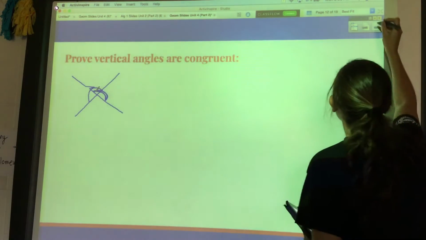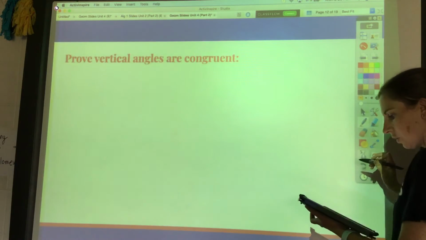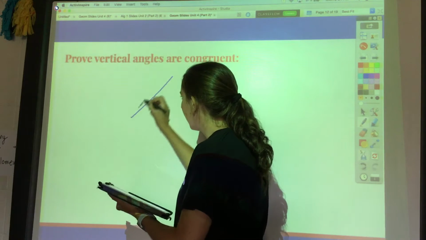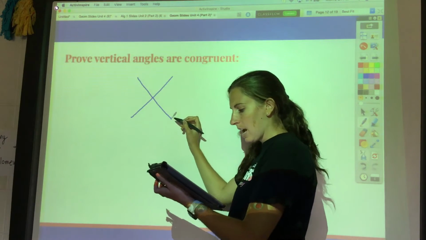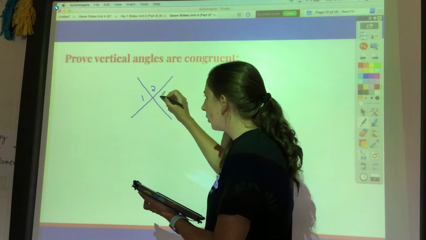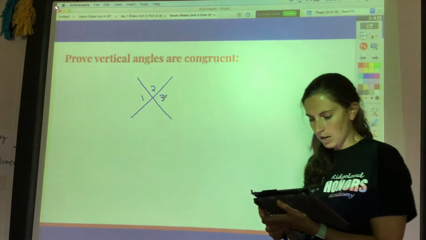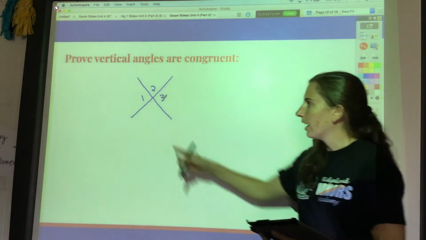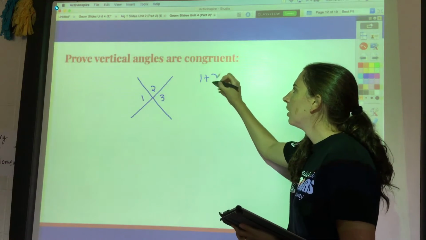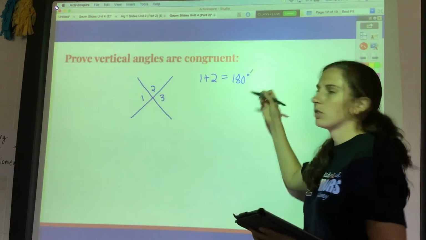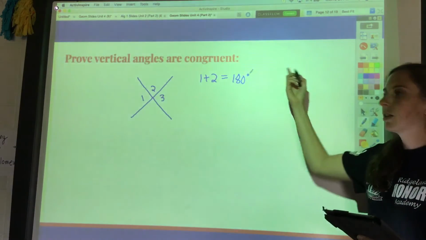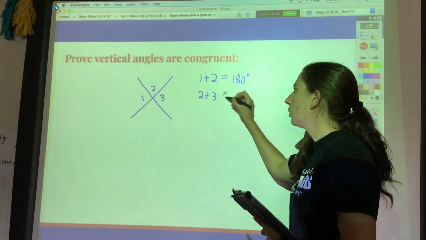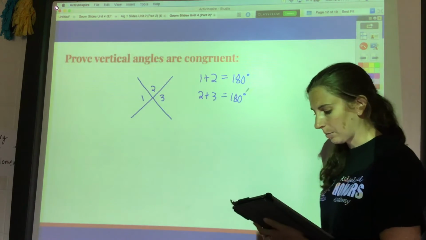Let's actually just write that out. So, for this proof, let's draw two lines. This is kind of what we're given. I'm going to label this angle 1, angle 2, and angle 3. So, again, I know that 1 plus 2 equals 180 because they're supplementary. If you want a reason for that, it's because they're supplementary. I know that 2 plus 3 equals 180 as well because they're also supplementary.